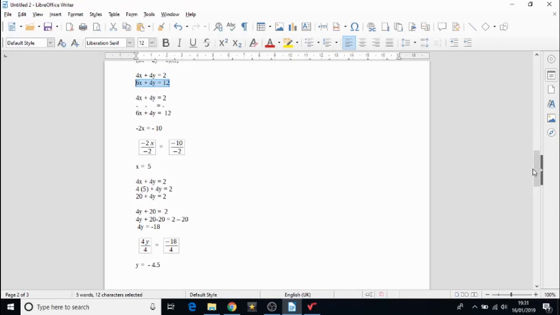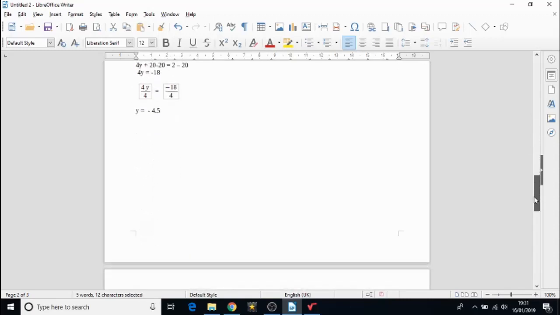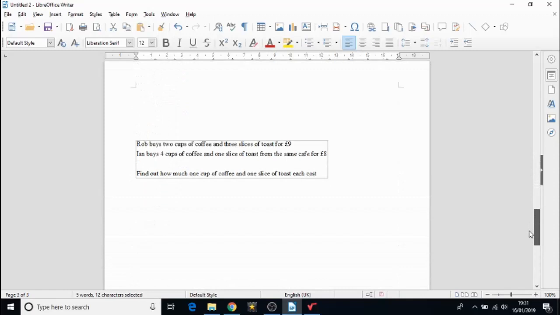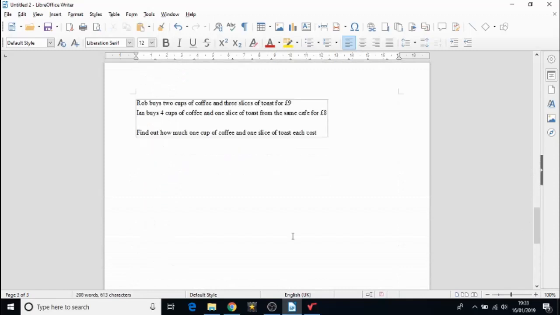Let's move on to our final question. Here is a real life problem that involves simultaneous equations.